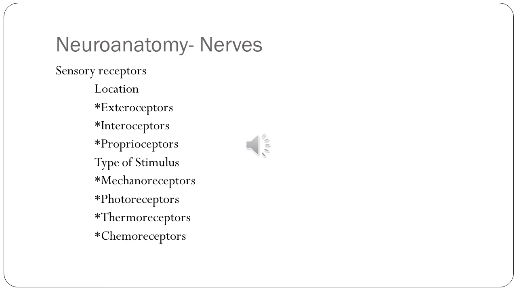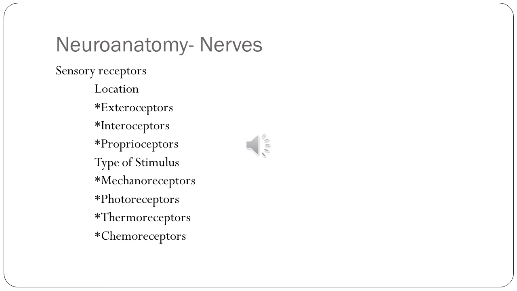Then we have our proprioceptors, which are sensory receptors located in our skeletal muscles, in our joints, our ligaments, and tendons. All of the musculoskeletal structures of the body contain different types of what are called proprioceptors. So again, those are the three classifications based on location.